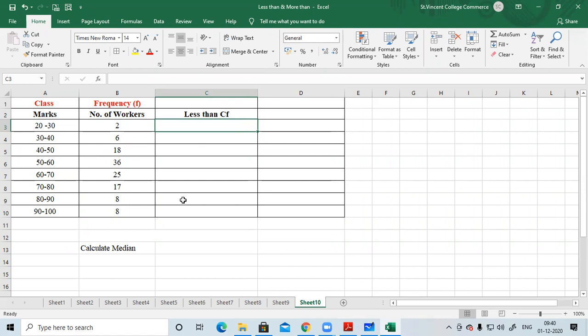Now, have they already given us the less than frequency, or do we need to find it out? I repeat my question. Have they given us the less than frequency, or do we need to find it out? Sir, we need to find it out. Very good. So when you need to find it out, you add. And when it is already given, you subtract. So I'll give you a minute to quickly find out the less than cumulative frequency for me.